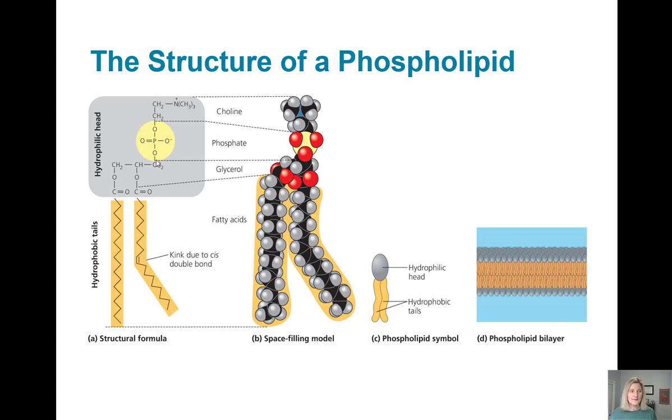Okay, so remember how lipids are supposed to be all hydrophobic? Well, it's still considered a lipid because it's got the hydrophobic tail, but it has a hydrophilic head to it. And so that's what makes it very unique in structure. And it actually is the component of our cell membranes, our plasma membranes.